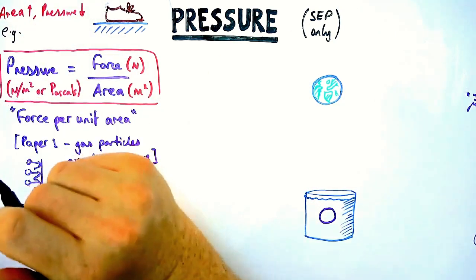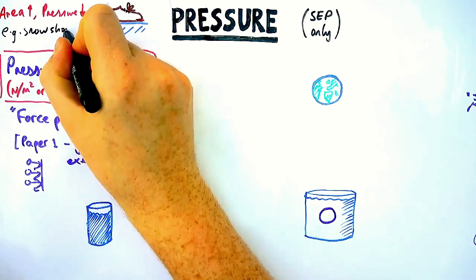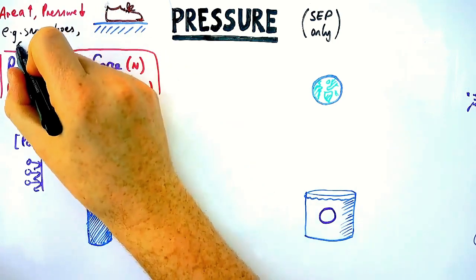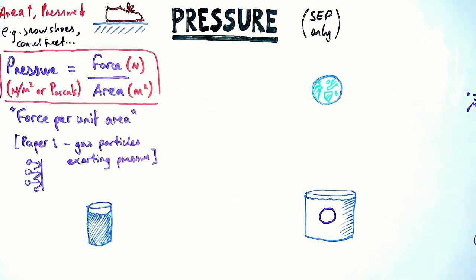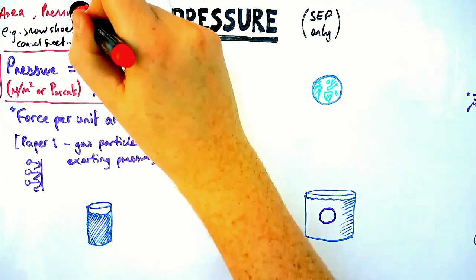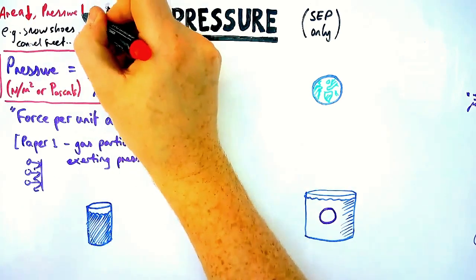Now, that is useful in a couple of different situations. Let's say you are trying to not sink through the snow. Snowshoes have a bigger area, so exert less pressure. Camels have already evolved to make use of this by having large-areaed feet so they don't sink through the sand.